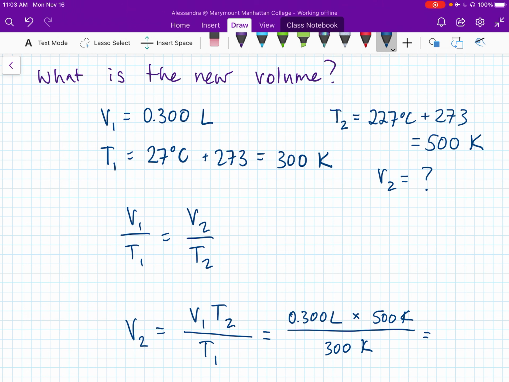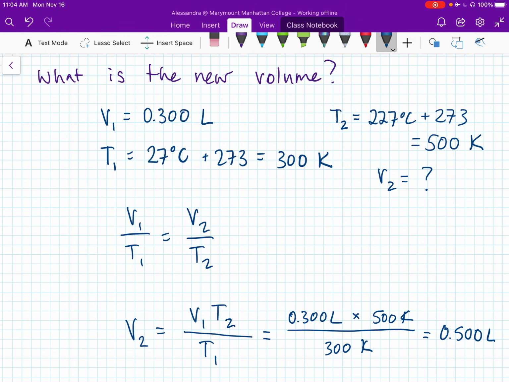And that volume is going to be 0.500 liters, it looks like. So we can see that as the temperature went up, the volume went up as well. This is a direct relationship. This should make sense. As temperature increases, the gas is getting hotter, the particles are moving faster, and they need more space to move around. So as temperature increases, volume is going to increase.